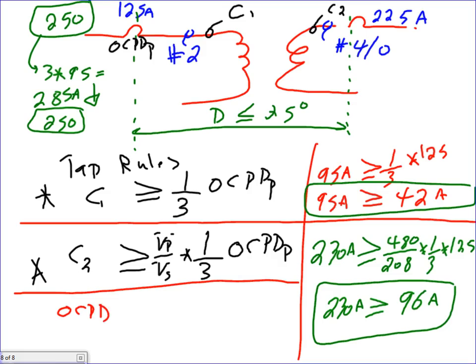The overcurrent protection device could have been 3 times the ampacity. What's the ampacity of the conductor? 230, right? You guys gave me that one. Times, now remember, I'm going to flip the voltages. It becomes 208 over 480. So that's how high I could have gone on the primary to protect the secondary. Can you guys do the math on that?